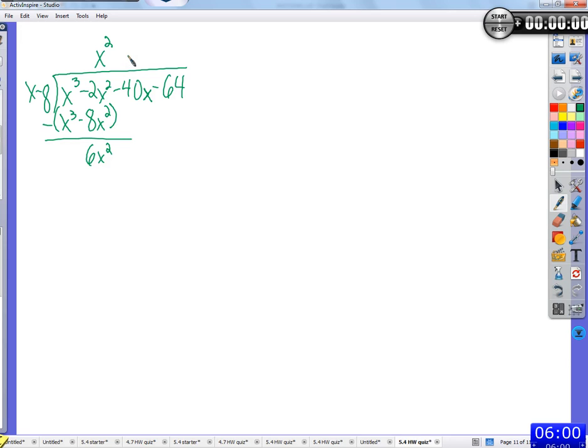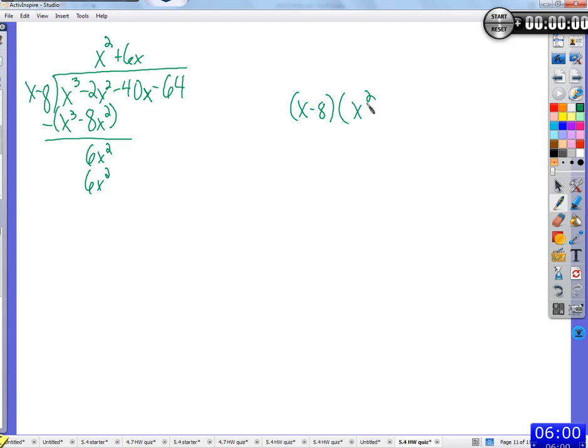Next, we're going to figure out what we're going to multiply x by to get that 6x squared. 6x. 6x times x gives us 6x squared. Let me just pause for you to multiply by negative 8, if you're wondering that. But just for a second, let me write down over here what we're finding.